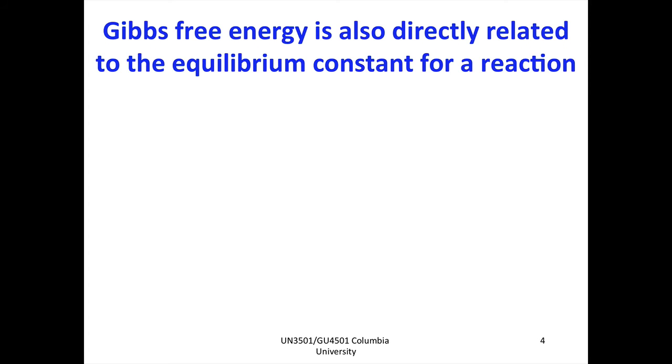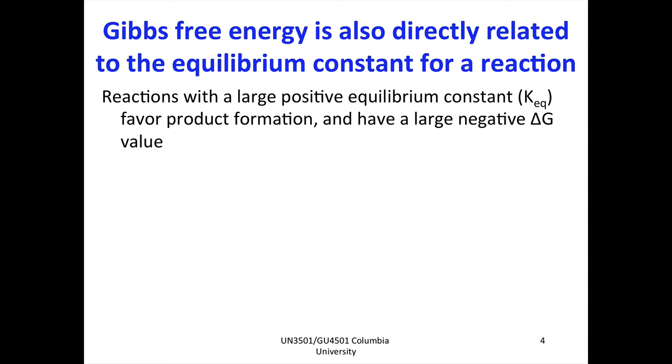Now, there's another important relationship between Gibbs free energy and the equilibrium constant for a reaction that tries to capture this concept I've been mentioning of whether a reaction is spontaneous or not. So remember, the equilibrium constant, back from general chemistry, describes the equilibrium between products and starting materials for a reaction. If you have a large equilibrium constant, that means the reaction favors the formation of products relative to starting material.